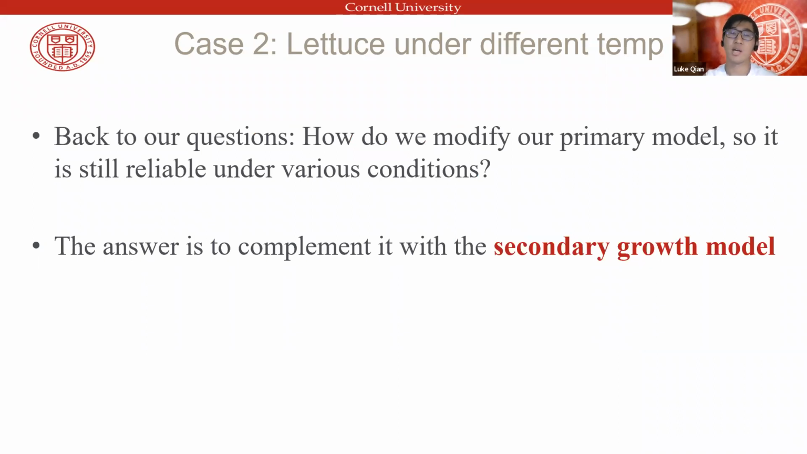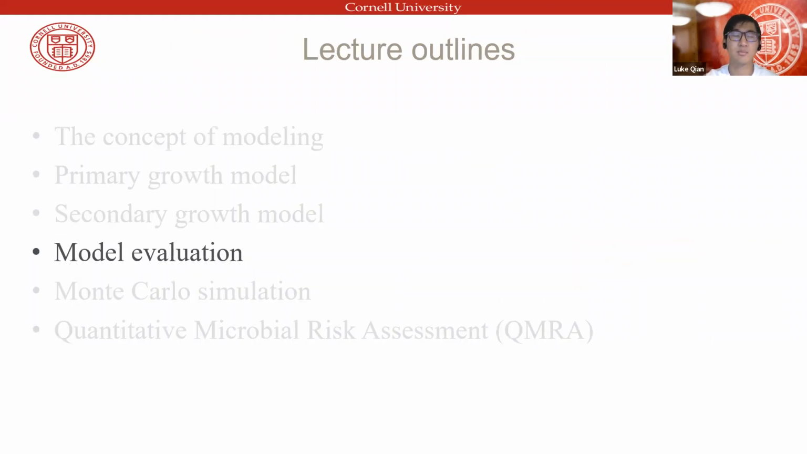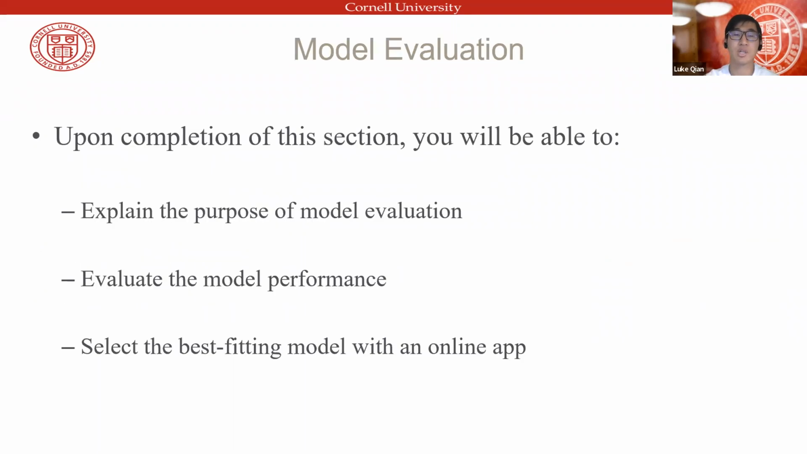So back to our question, how do we modify our primary growth model so it is still reliable under various conditions? The answer is to complement it with a secondary growth model. Now let's move on to model evaluation. Upon completion of this section, you will be able to explain the purpose of model evaluation, evaluate the model performance, select the best fitting model with an online app.